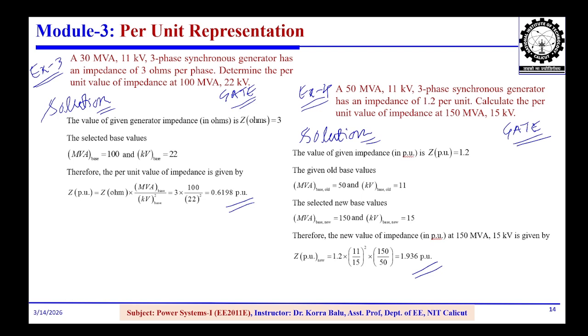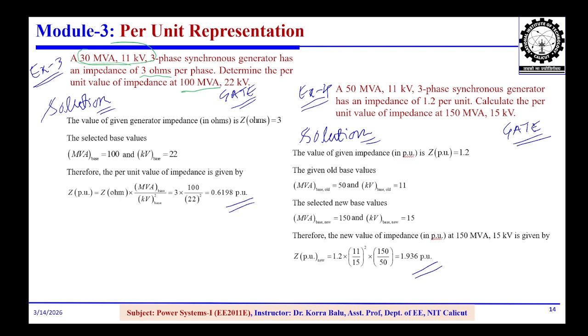A 30 MVA 11 kV 3-phase synchronous generator has an impedance of 3 ohms. The values are given in ohms. Determine the per unit value of impedance at 100 MVA 22 kV. By seeing these two base values, we will get confused here. Now I could use the change in base formula to calculate the given impedance in per unit, but it is wrong. The value you see here is the given impedance in ohms. So we need to consider these base values and directly calculate on the given new base values.